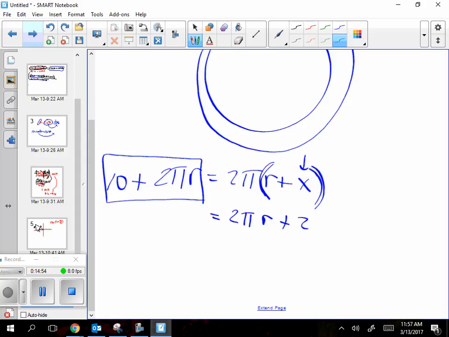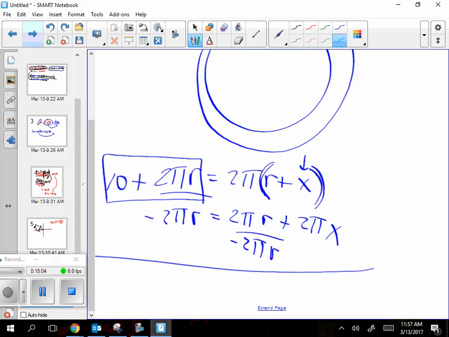2 pi r plus 2 pi x. Do you see I have a 2 pi r here and I have a 2 pi r there? And I could subtract the 2 pi r's from both sides. And then, it isn't a divide, it's a subtract. And now I'm going to have 10 equals 2 pi x.